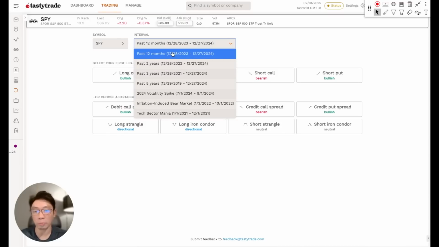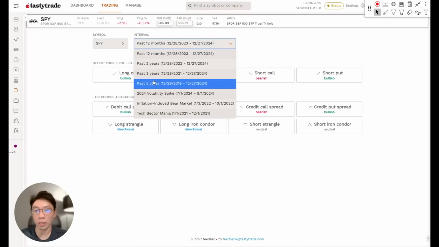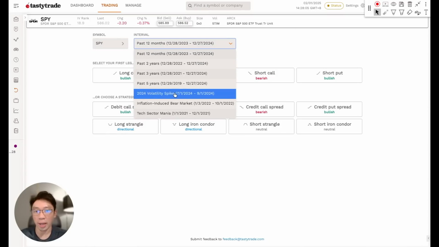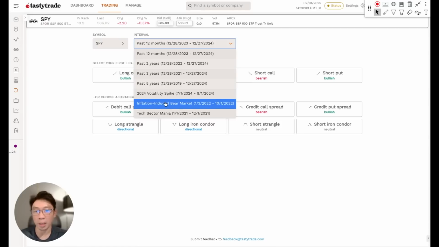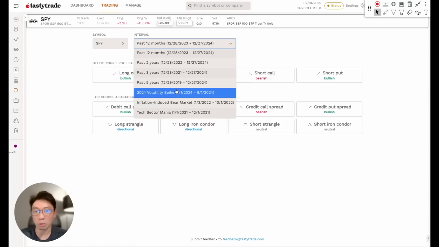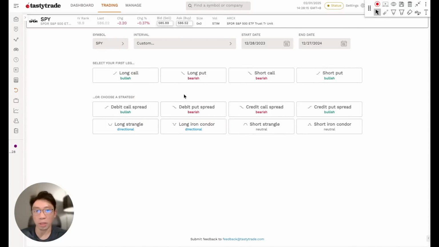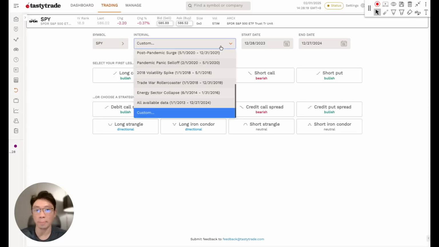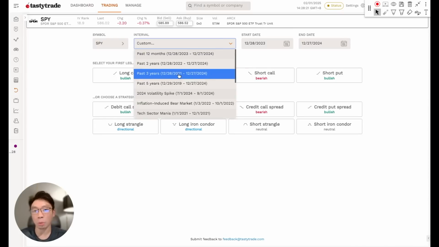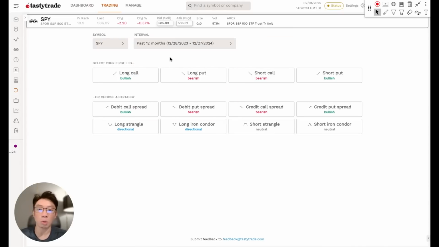You have the past 12 months, past 2 years, all the way to the past 5 years. And you can also choose this period where there is a volatility spike, inflation-induced bear market, and so forth. And you can even do a custom one. So I think if you want to go all the way 10 years back, you can as well. You just have to change the date. But for this, let me just stick with the default, the past 12 months.